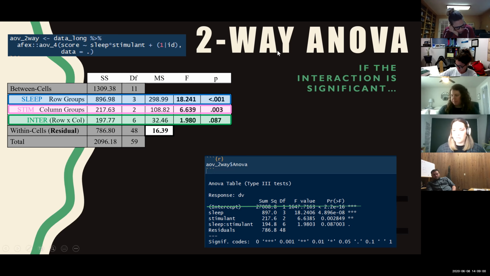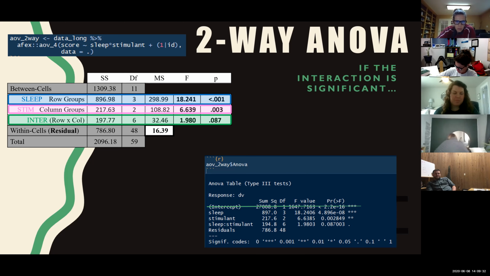Sarah? Yeah. So what is it where it says sleep colon stimulant and that p-value not being significant? What does that mean exactly? That means the effect of sleep is not significantly different among stimulants, and the effect of stimulant is not significantly different among different sleeps.